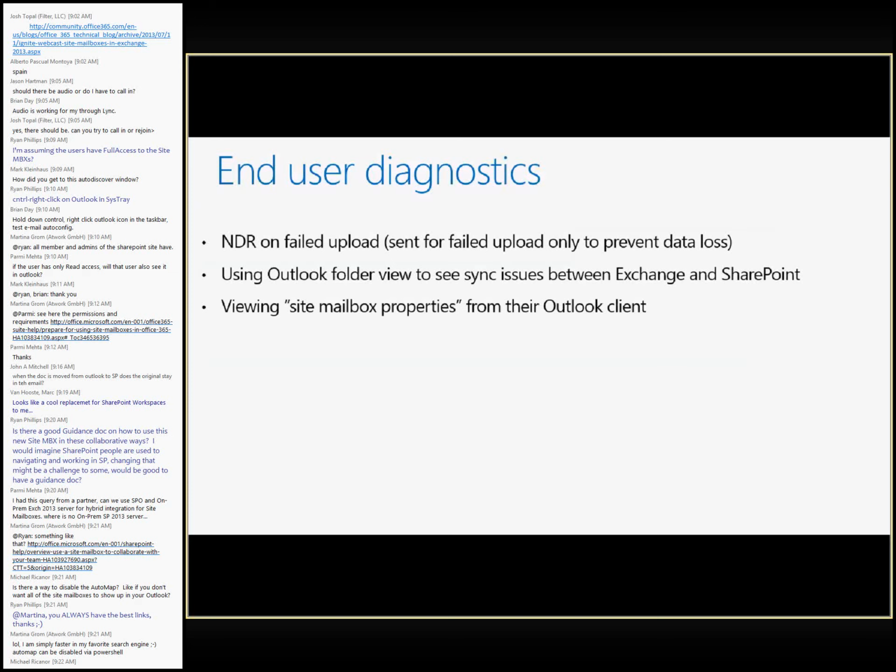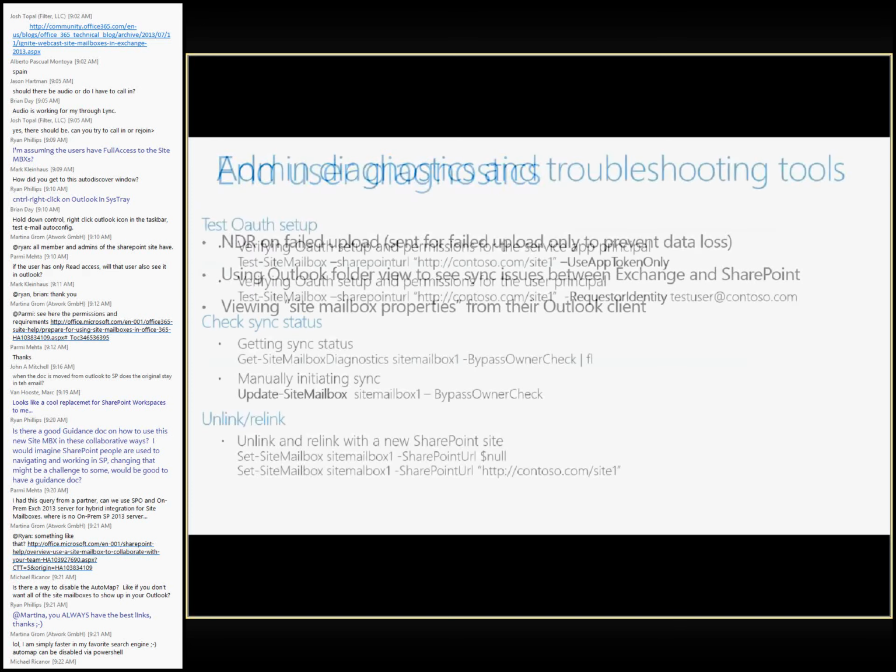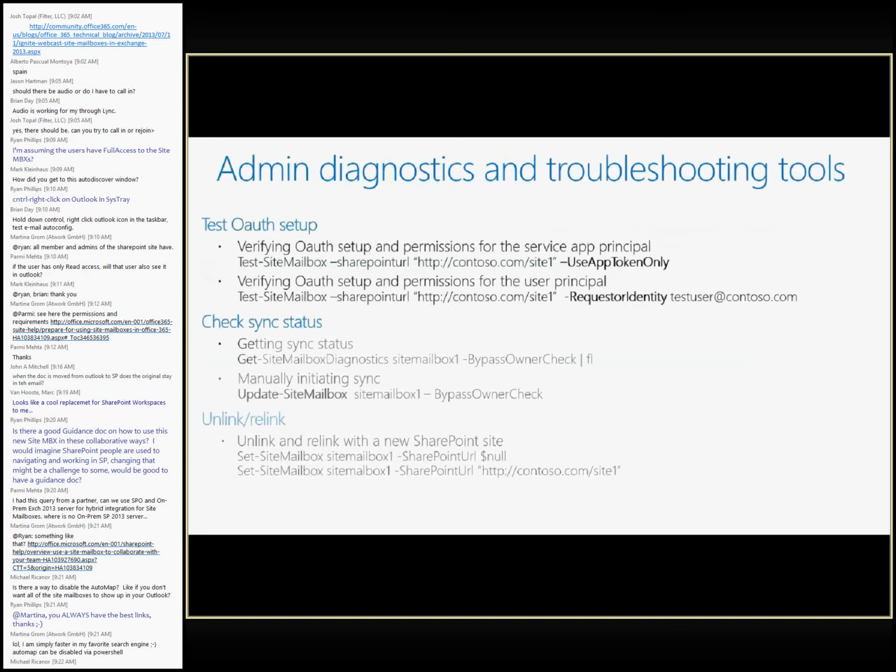With regards to the admin, there are a lot of PowerShell commandlets that are inbuilt, and this is within Exchange itself. So you don't have to import the SharePoint module or anything. Within the Exchange module, you have all these PowerShell commandlets like the test site mailbox commandlet. You have the update site mailbox commandlet, and at the very bottom you can see an example where you can actually change the URL that's associated with the site mailbox.